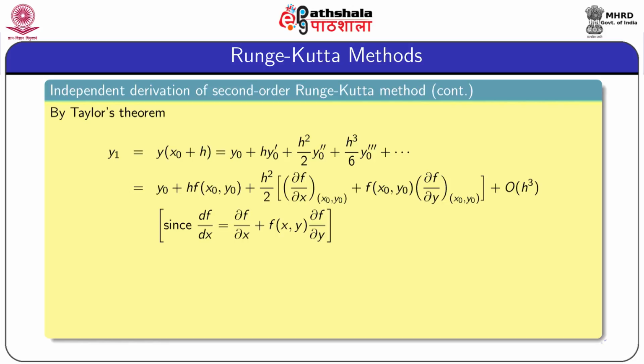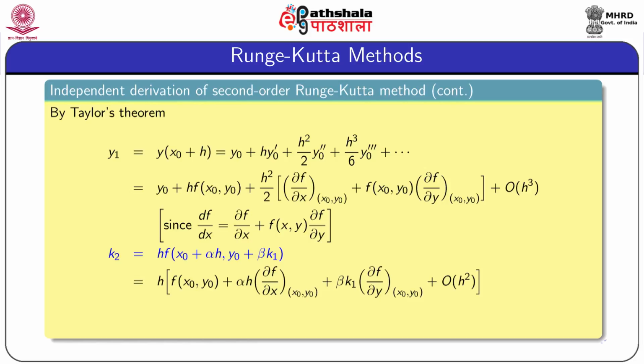Similarly, the second term is h square by 2 into del f/del x at x0, y0 plus f of x0 comma y0 into del f/del y at x0, y0, plus the terms of order h cube, that means higher order terms h square and h cube, h4 and so on. Note that the second term is replaced by the formula df/dx equal to del f/del x plus f of x, y into del f/del y. This is available in differential calculus, and this is obtained by the chain rule.